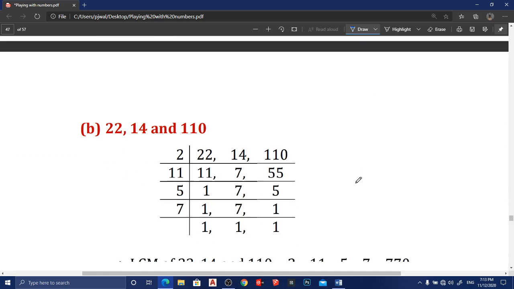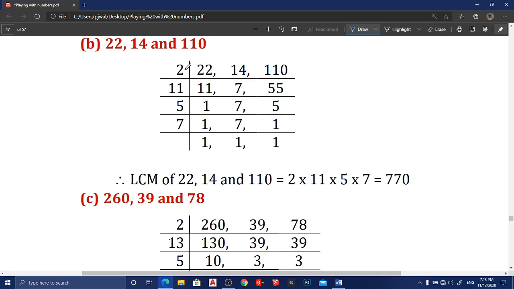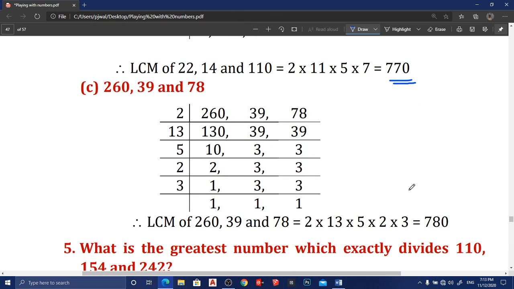Okay. Next one, 22, 14 and 110. So here 2 11s, 2 7s, 2 55s. These two numbers are maximum divisible by 11, that's why I am taking the 11 here. 11 1s, 7, 11 5s. Here you can take any one of the prime numbers, 5, here I am taking 5. Bring down 1, 7, bring down 5 1s. 1, bring down 7 1s. So 1 you have to bring down. So you are getting all ones here. Multiply 2 into 11 into 5 into 7, which is 770.